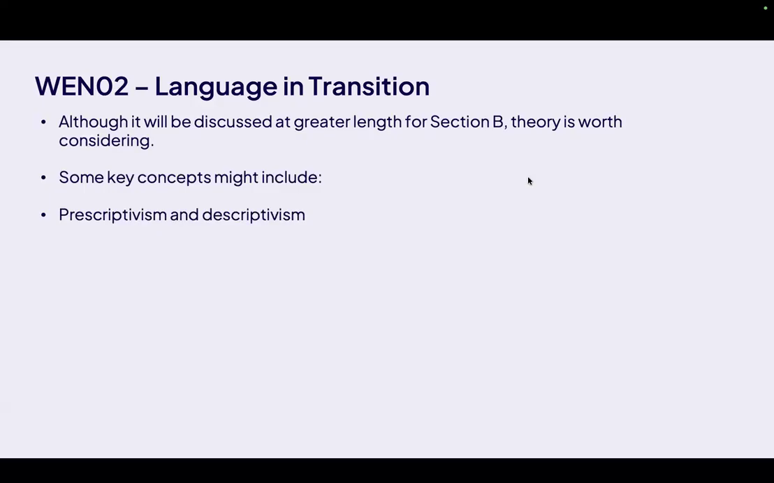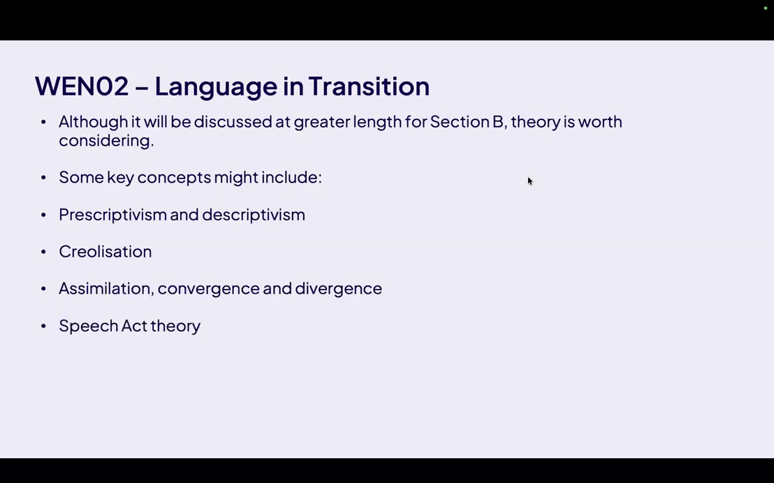So some key concepts of theories: prescriptivism and descriptivism. Okay, I'm not going to spend the time going through these now. You either do already know and you're aware of these, or it's a great activity for your students to research these and find out what they mean and which theorists actually wrote about them and what their ideas were. So we have creolization, assimilation, convergence, and divergence here. We have the speech act theory, and we have the golden age and other similar concepts as well.